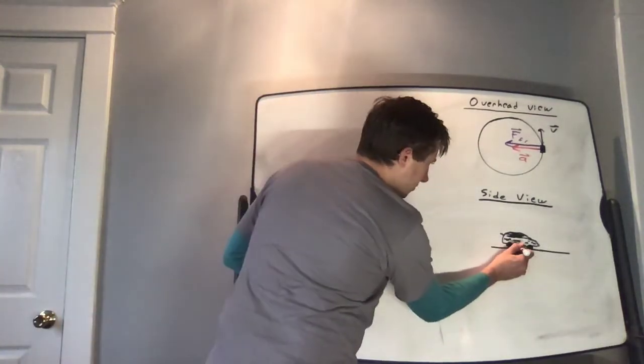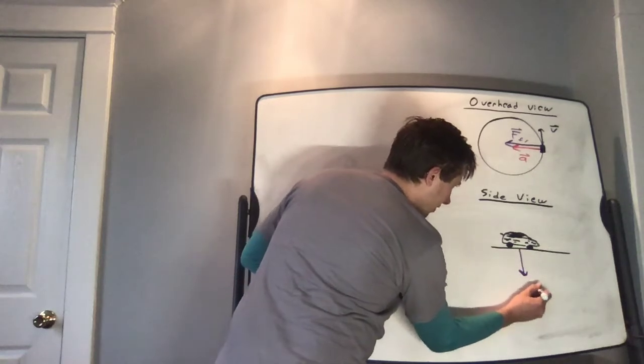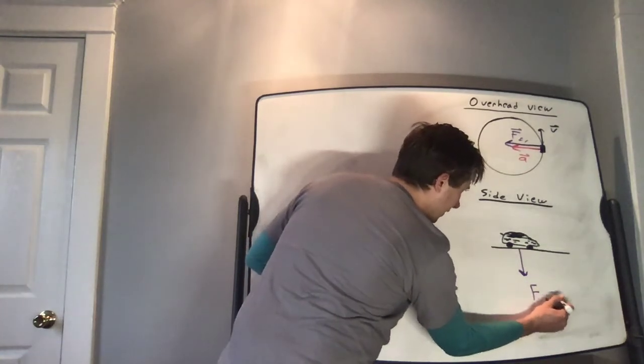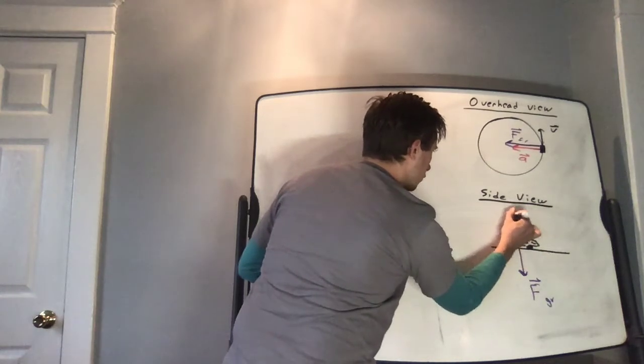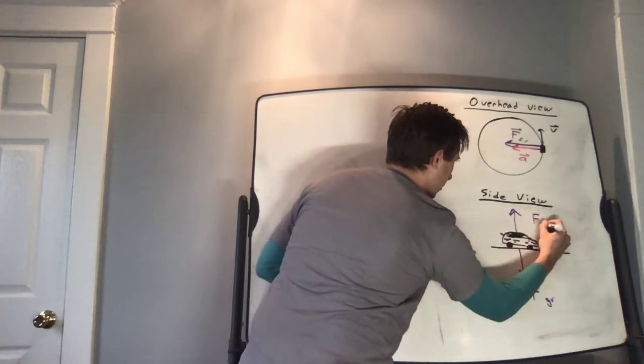So I have gravity pulling the car downward. Here is my force of gravity. And here is the normal force of the road pushing back on the car.